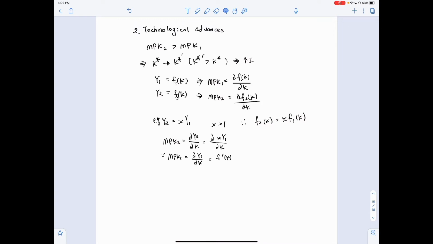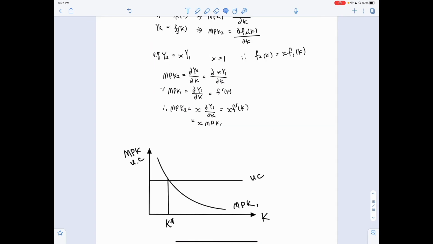As for the marginal product of capital for the old technology, it is dY1 over dK, so it equals F prime of K. So the marginal product of capital based on the new technology becomes X times the marginal product of capital of the old technology. Now we know that at a given level of K, the marginal product of capital becomes higher due to the technological advances.